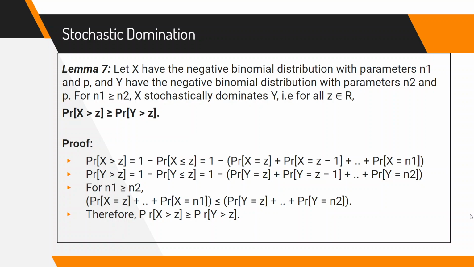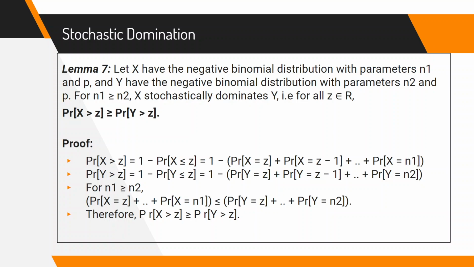Lemma 7 says that let X have the negative binomial distribution with parameters n1 and p, and Y have the negative binomial distribution with parameters n2 and p. For n1 greater than n2, X stochastically dominates Y. That is, for all z an element of R, probability of X greater than z is greater than or equal to probability of Y greater than z.